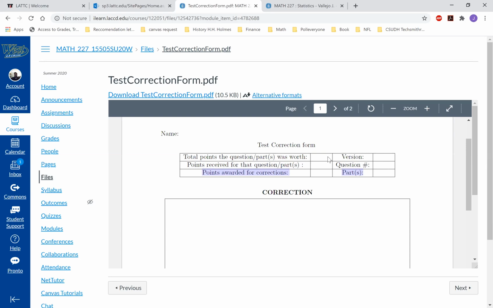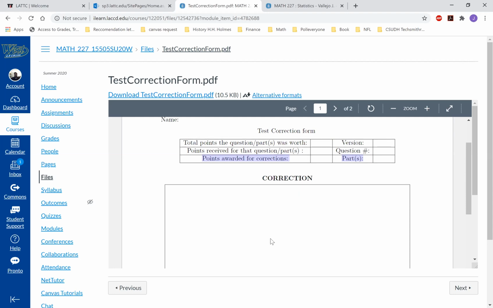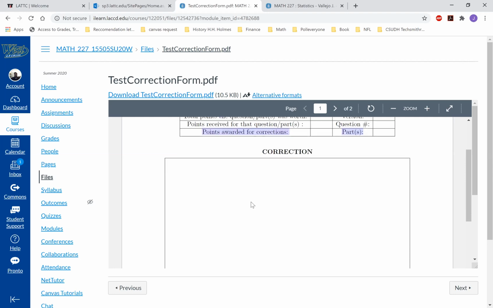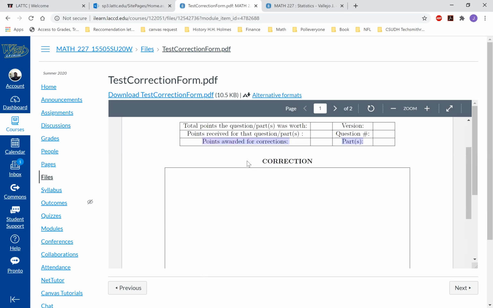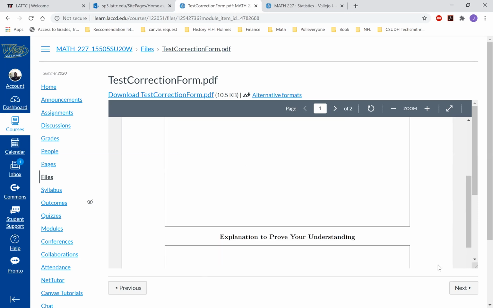So for the test correction form, you tell me how many points the question was worth, tell me how many points you got, and you tell me which question number you are doing a correction for. And then right here, you have to make the correction. And then you have to tell me, explaining how you got your correct answer. So that's the test correction form. Any questions in regard to the test correction form?